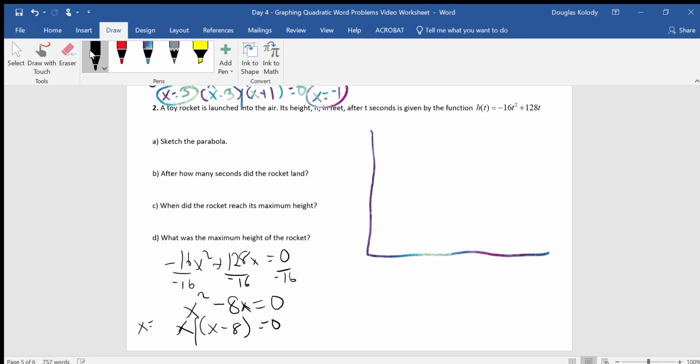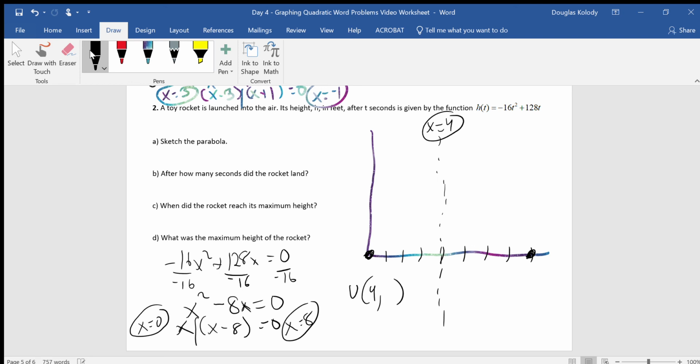If I draw my stick, I get two solutions. One of them is x equals 0 right here. The other is x equals 8. So I have 1, 2, 3, 4, 5, 6, 7, 8. So I have x-intercept 0, x-intercept 8. Next, find the axis of symmetry. Halfway between 0 and 8 is 4. So right at x equals 4 is my axis of symmetry. My vertex is going to be 4 comma blank.